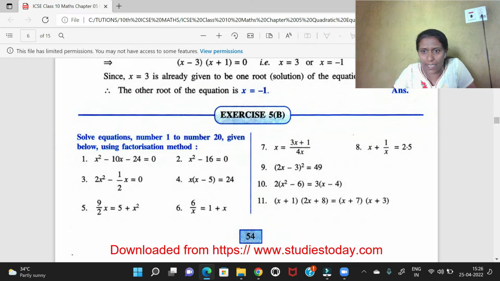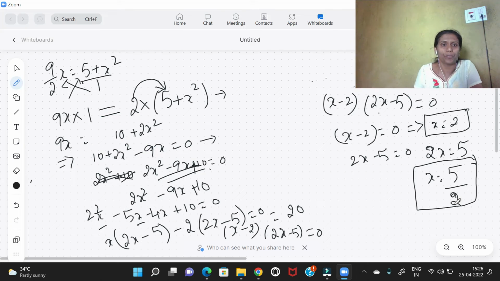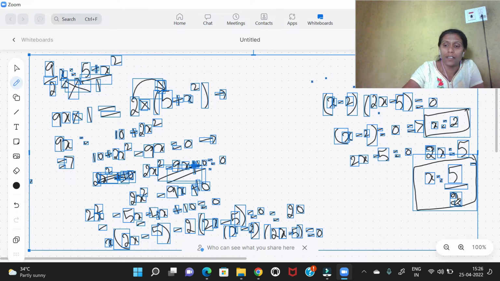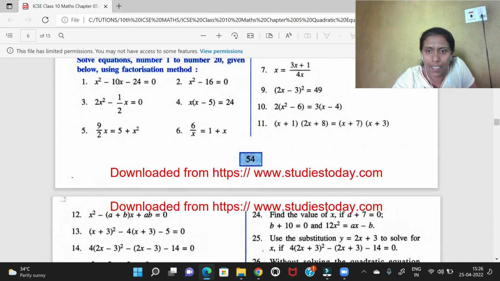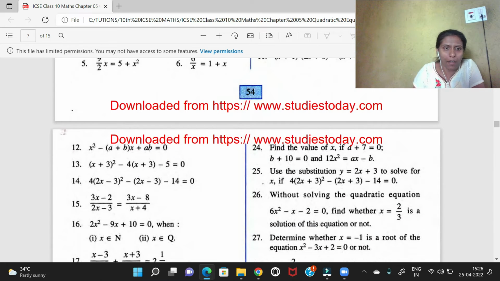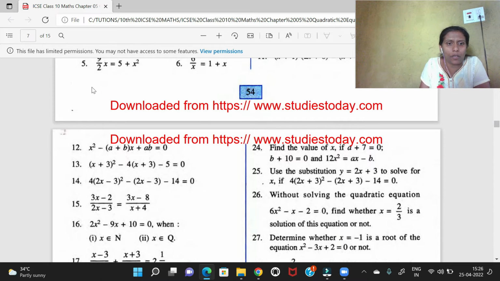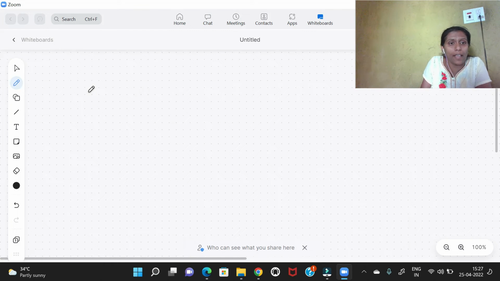Next. Having said this, now let me go for the eighth one. I feel that's more apt. No, not the eighth one, let me take that in the class, and let me go for the 13th one, which is (x + 3)² − 4(x + 3) − 5 = 0.